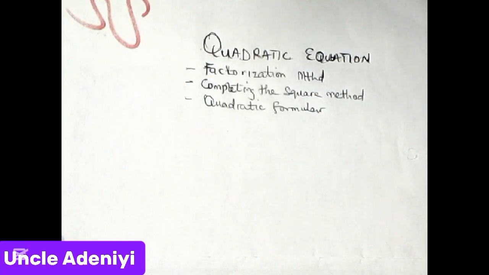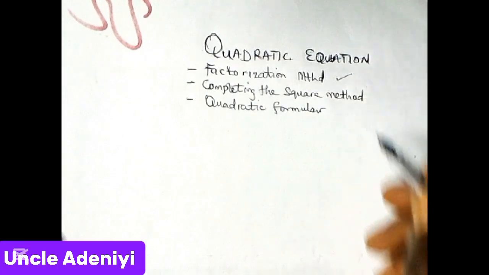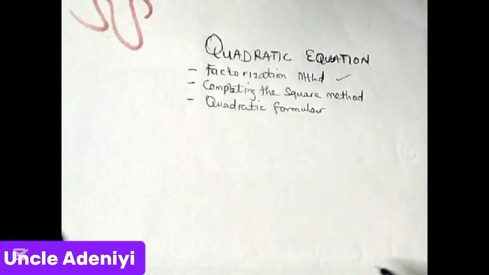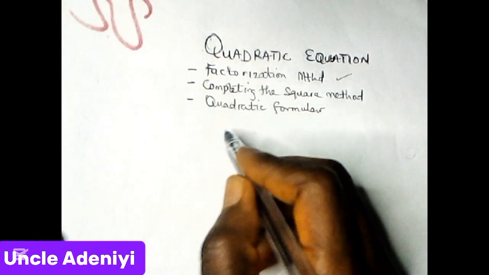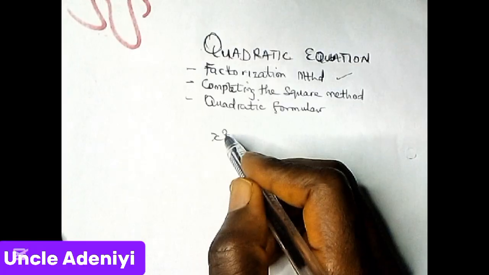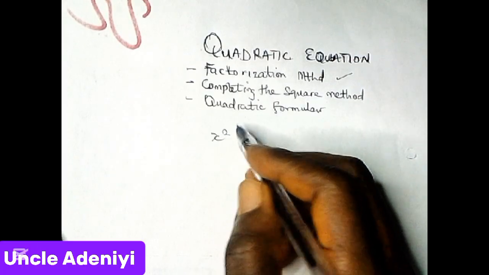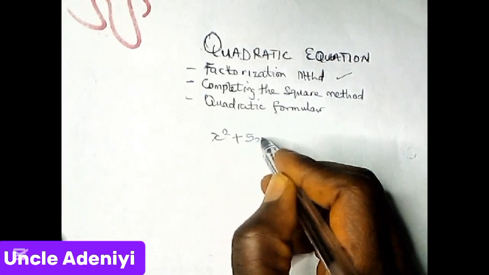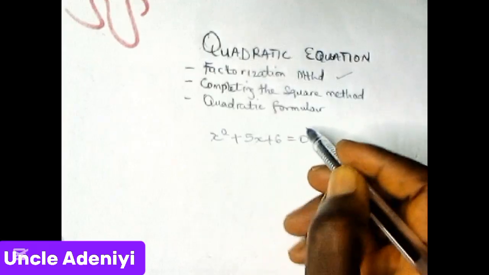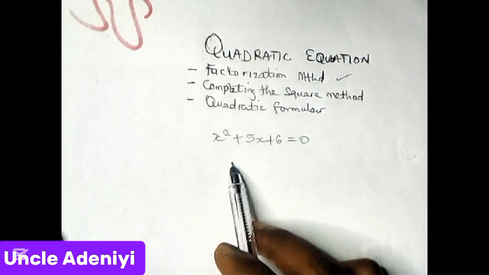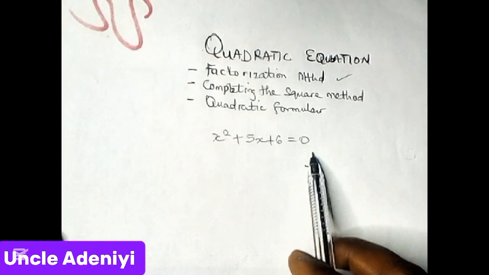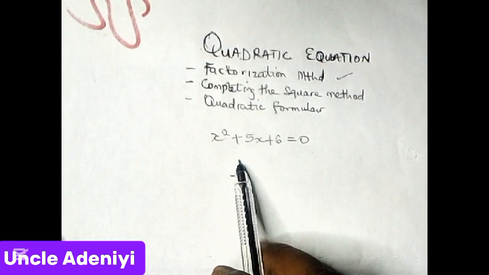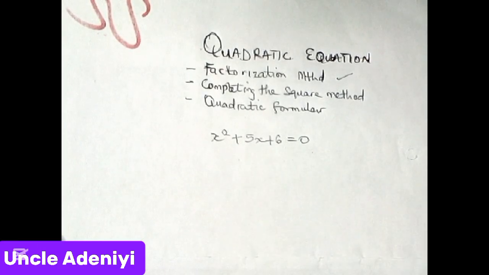Let's start with the factorization method. Let me give you an example. More go straight. Let me give you one example. Sharp. They say s squared plus 5s plus 6. They say solve this equation using the factorization method. This is a quadratic equation. Do you understand? They say solve it using the factorization method.